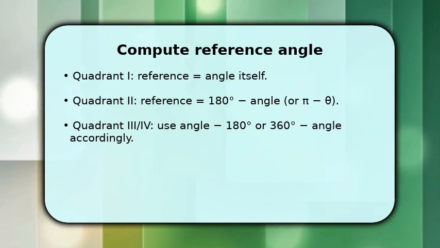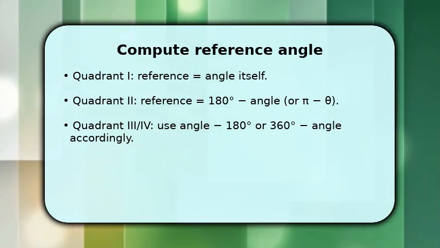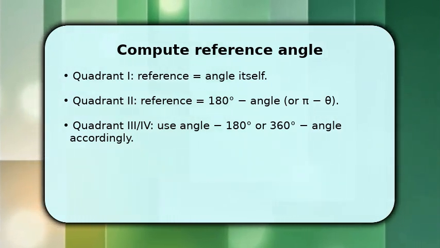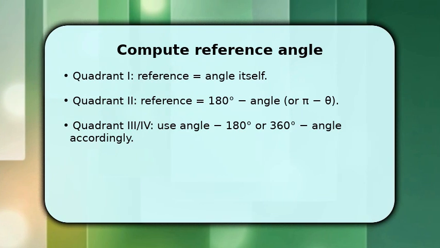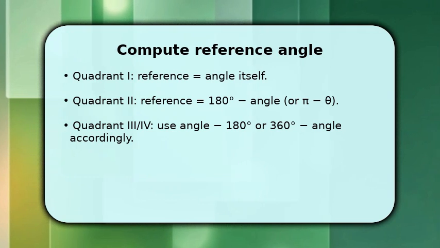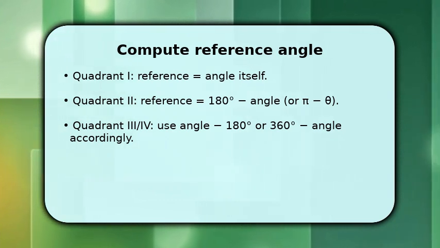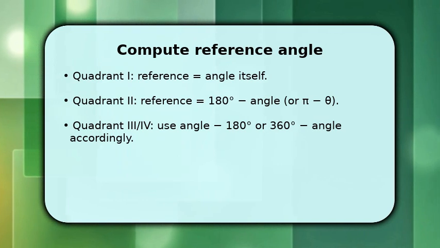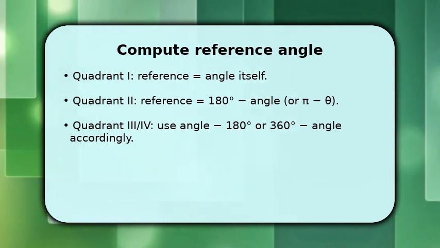Now compute the reference angle based on the quadrant. If you are in quadrant I, the reference equals the angle. Simple. In quadrant Roman 2, subtract the angle from 180 degrees, or pi minus theta, because the angle is measured from the positive x-axis toward the axis at 180 degrees.